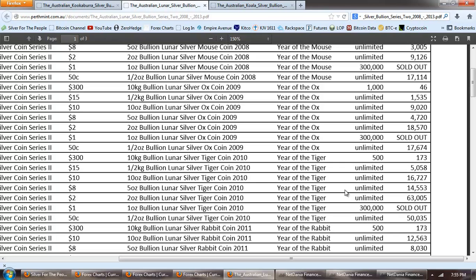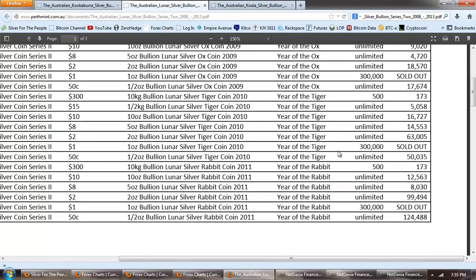Now, I bought a large number of the 1 ounce. You can see they sold out, and I have a number of the half ounce as well. Those jumped to 50,000 on the half ounce. That's a significant increase over the previous year. Also keep an eye on the 2 ounce. You had 63,000 of the 2 ounce tigers that were ordered, whereas the 2 ounce ox you only had 18,000, and the 2 ounce mouse you only had 9,000.